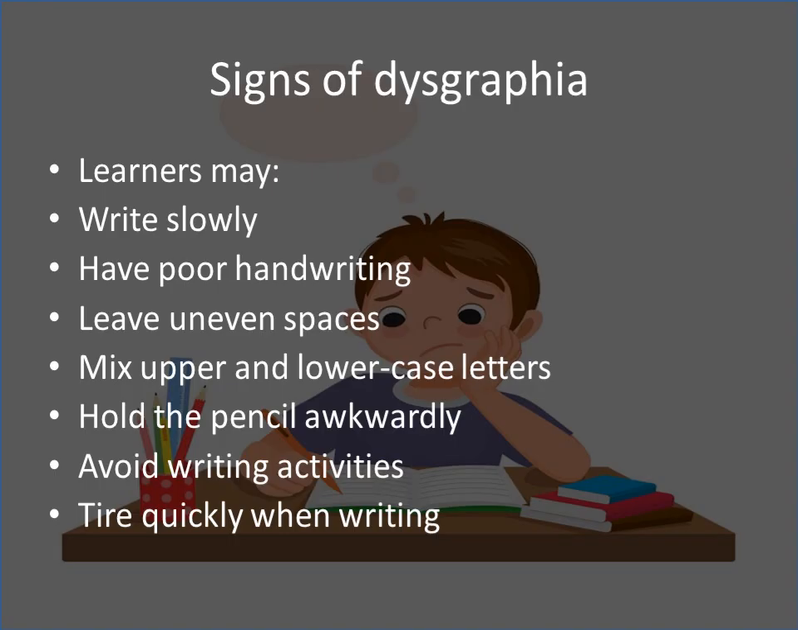In our time, we used to be told that we were writing like hens. So they have poor handwriting, leave uneven spaces, mix upper and lowercase letters, hold the pencil awkwardly, avoid writing activities, and tire quickly when writing. So a child with dysgraphia tends to avoid writing activities so much. That is why we should notice this and help these learners.